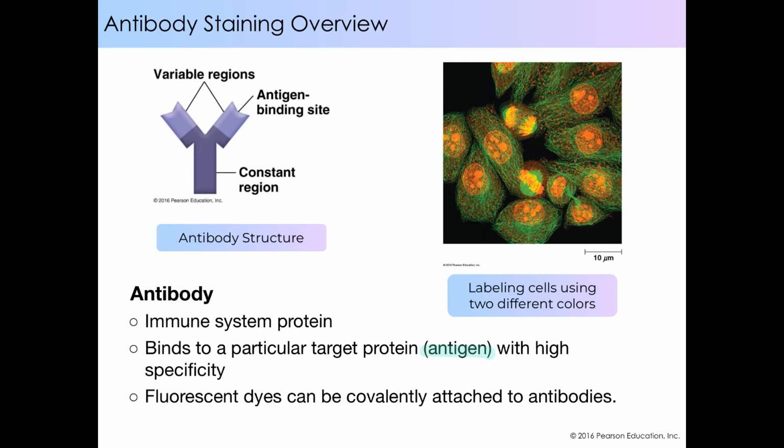And that means that we can make antibodies against a protein of interest by injecting an animal like a mouse or a rabbit with the protein. Of course, the animal will only develop antibodies against foreign proteins. The antibody can then be purified, and it can be conjugated or covalently attached to a fluorescent dye.